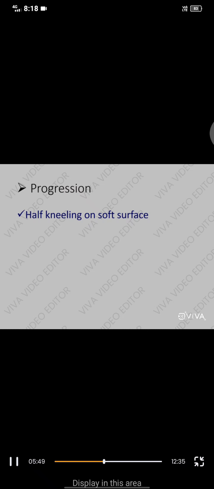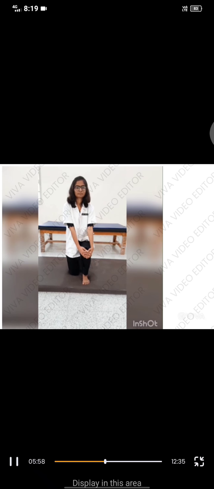The transition is made from kneeling to half kneeling position. In this, the subject is asked to perform a balance on one knee while the other leg is moved forward and the foot is dorsiflexed and asked to maintain a balance. Now there is a progression in a half kneeling position from a hard surface to a soft surface. In this, the subject is asked to achieve a half kneeling position on a soft surface and try to maintain a balance.